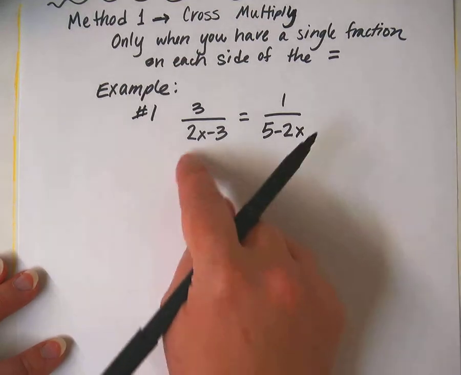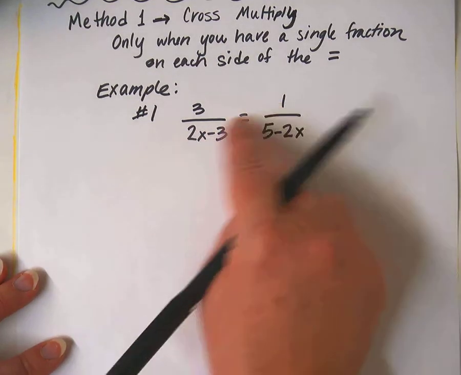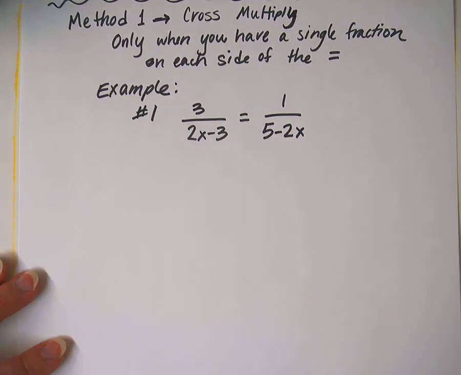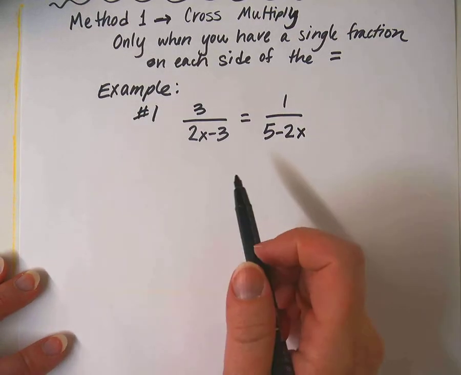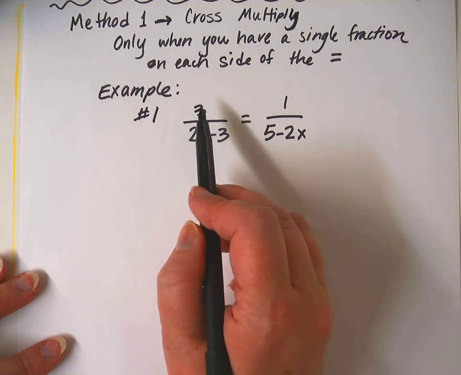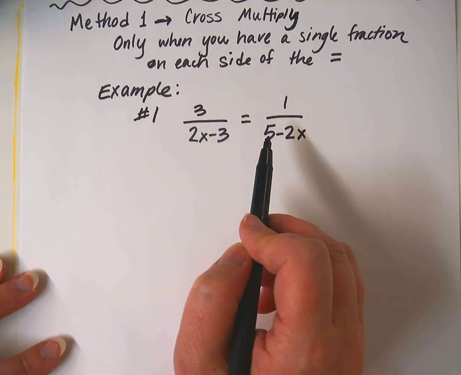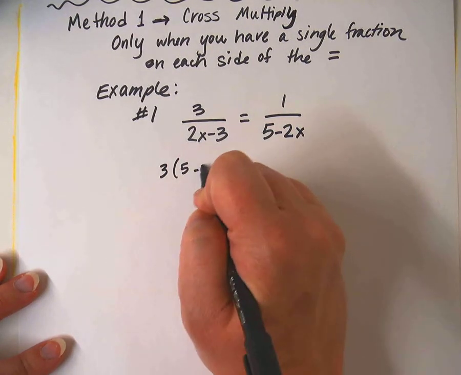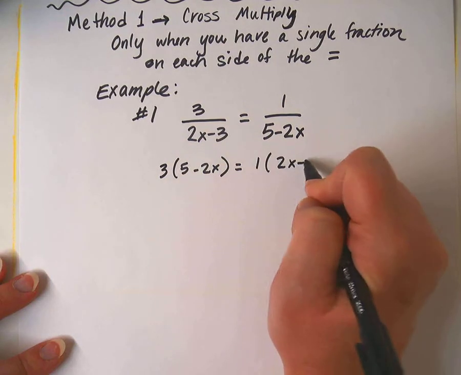Does it matter which side the stuff goes on? No, it doesn't. So you could put these over here or over there. You could put these over here or over there. I think I do it different ways, different times. I never really pay attention to how I'm writing it down. I just kind of go for it. Okay. So I'm going to start by multiplying this numerator and that denominator. So I go 3 times 5. What's 3 times 5? In fact, I'll just kind of write this out first. 3 times 5 minus 2x equals 1 times 2x minus 3.